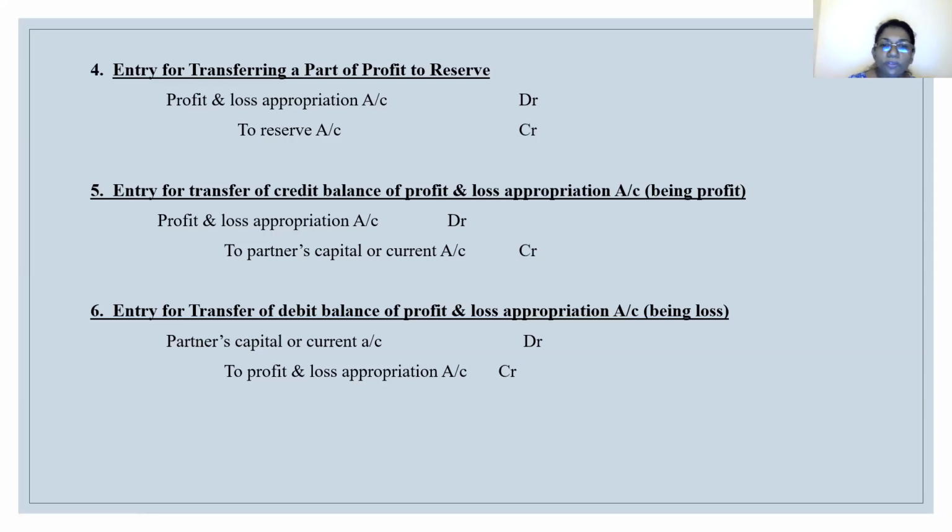And when there is a profit for the business, we are going to debit the profit and loss appropriation account, and we are going to credit it among the partners based on the profit sharing ratio. When there is a loss, the same is applicable. We are going to distribute it among the partners based on the profit sharing ratio. But here we are going to debit the loss to the partner's capital or current account, and credit the profit and loss appropriation account.